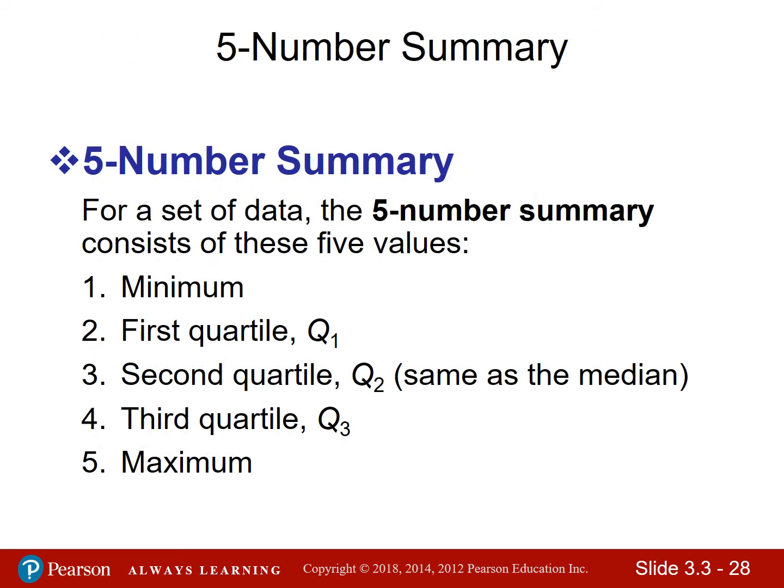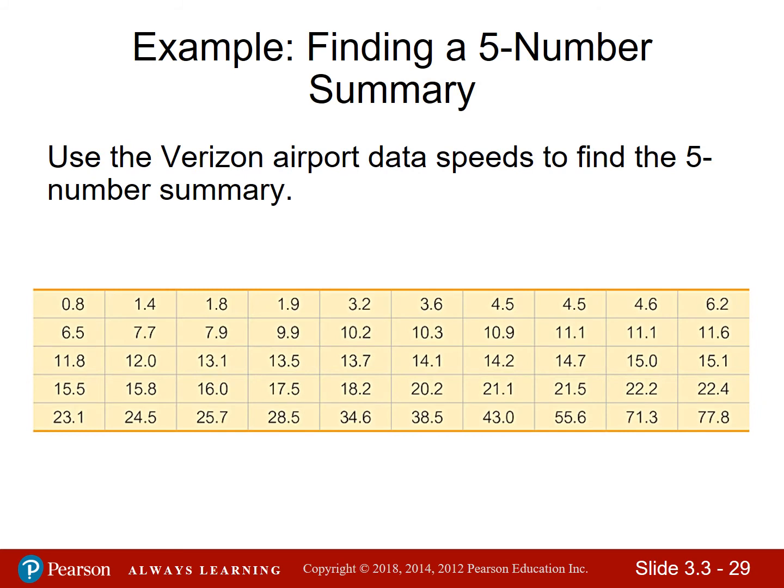Now, the next thing we need to remember, because we are going to use Q1, Q2, Q3 to construct the box plot, is the 5 number summary. The 5 number summary is the minimum data value, the first quartile Q1, the second quartile Q2, the third quartile Q3, and the maximum. If someone asks you to determine the 5 number summary, first start with the minimum and maximum, which are easy to find. Then you focus on Q1, Q2, Q3, again P25, P50, P75. So, finding the 5 number summary: use the Verizon Airport data speeds to find the 5 number summary.